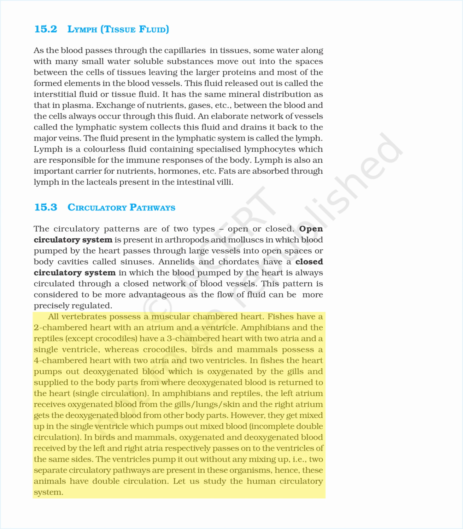In birds and mammals, oxygenated and deoxygenated blood received by the left and right atria respectively passes on to the ventricles of the same sides. The ventricles pump it out without any mixing up, i.e., two separate circulatory pathways are present in these organisms, hence these animals have double circulation. Let us study the human circulatory system.